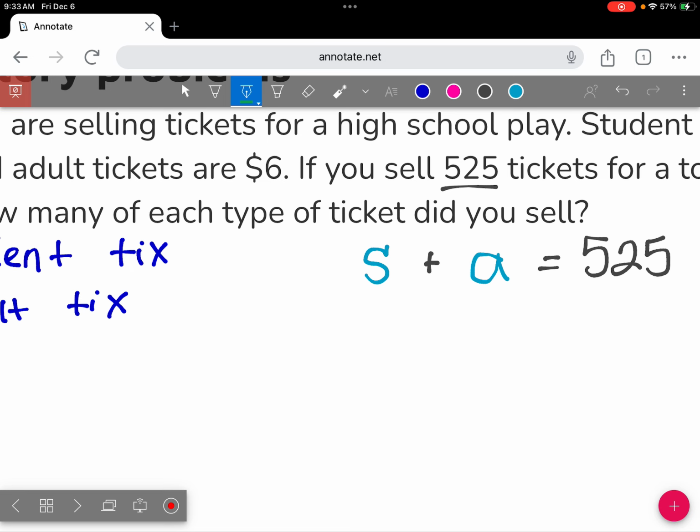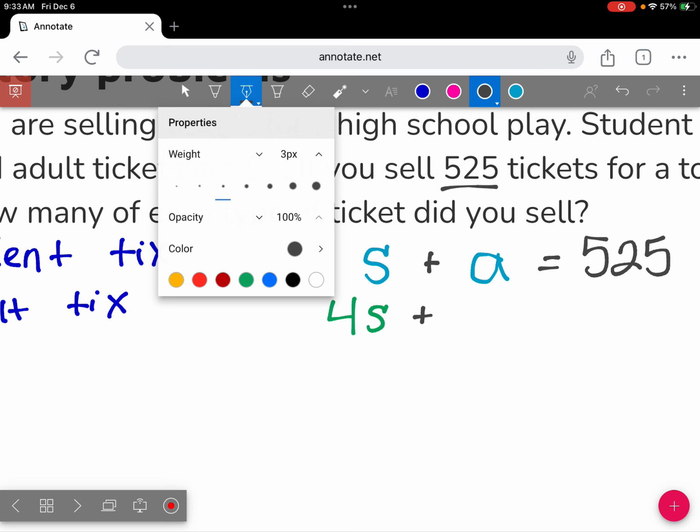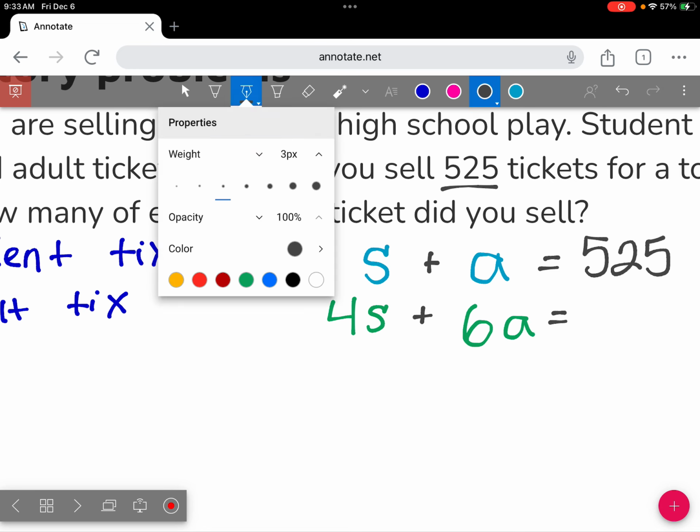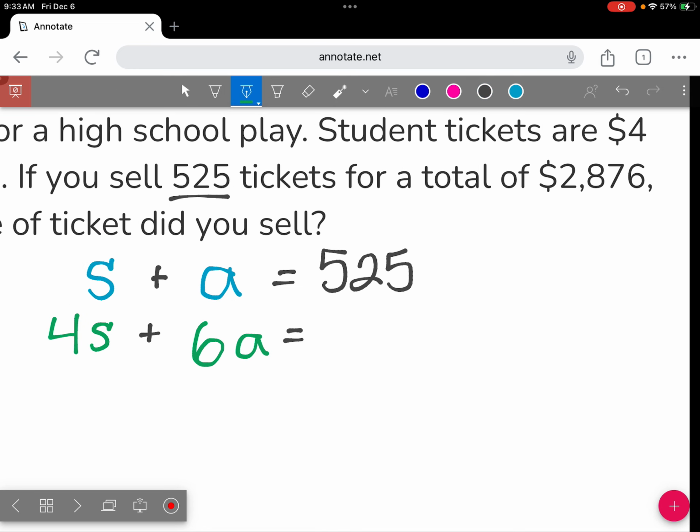Gorgeous. Our student tickets are $4. So for every student ticket, we get $4. So if I sold 2 student tickets, we'd have $8. If I sold 3 student tickets, we'd have $12. So we're taking that $4 times every student ticket. Same thing happens with the adults, but it costs a little bit more for adults. So we have our 6A. And we know the total amount of money we made for our play was $2,876.